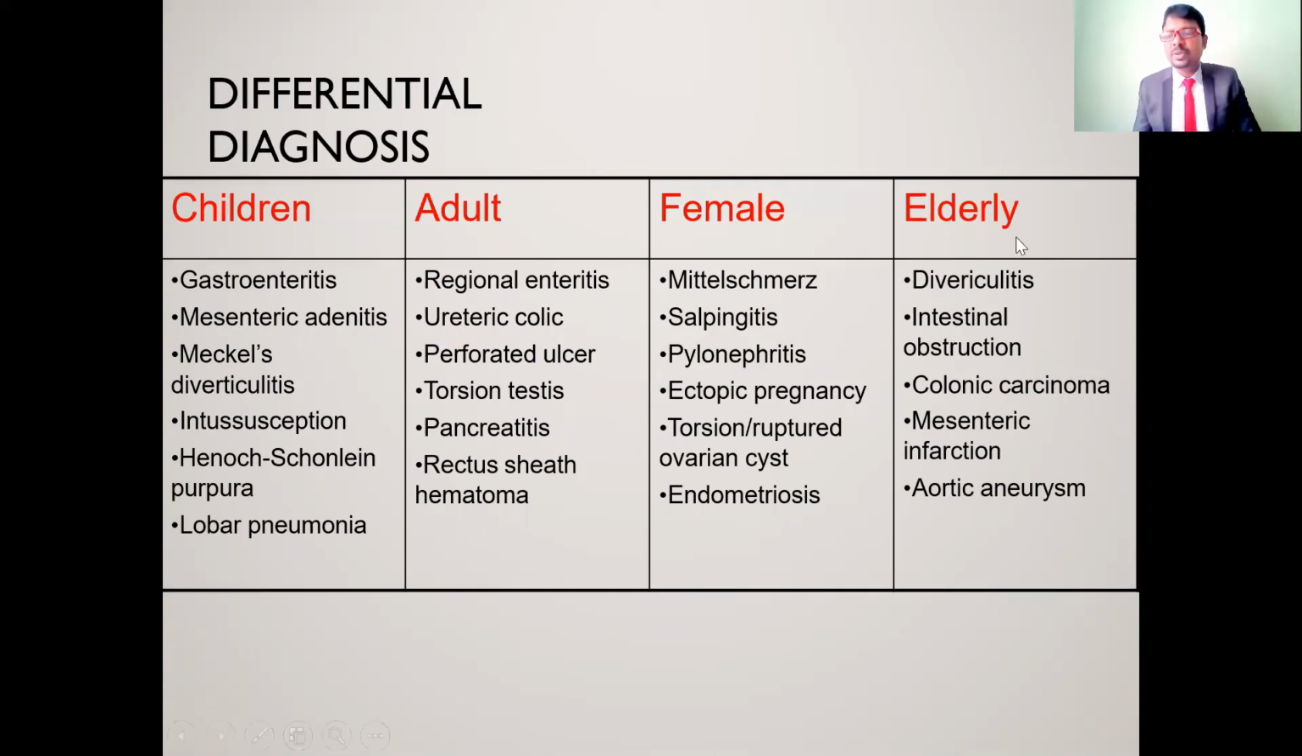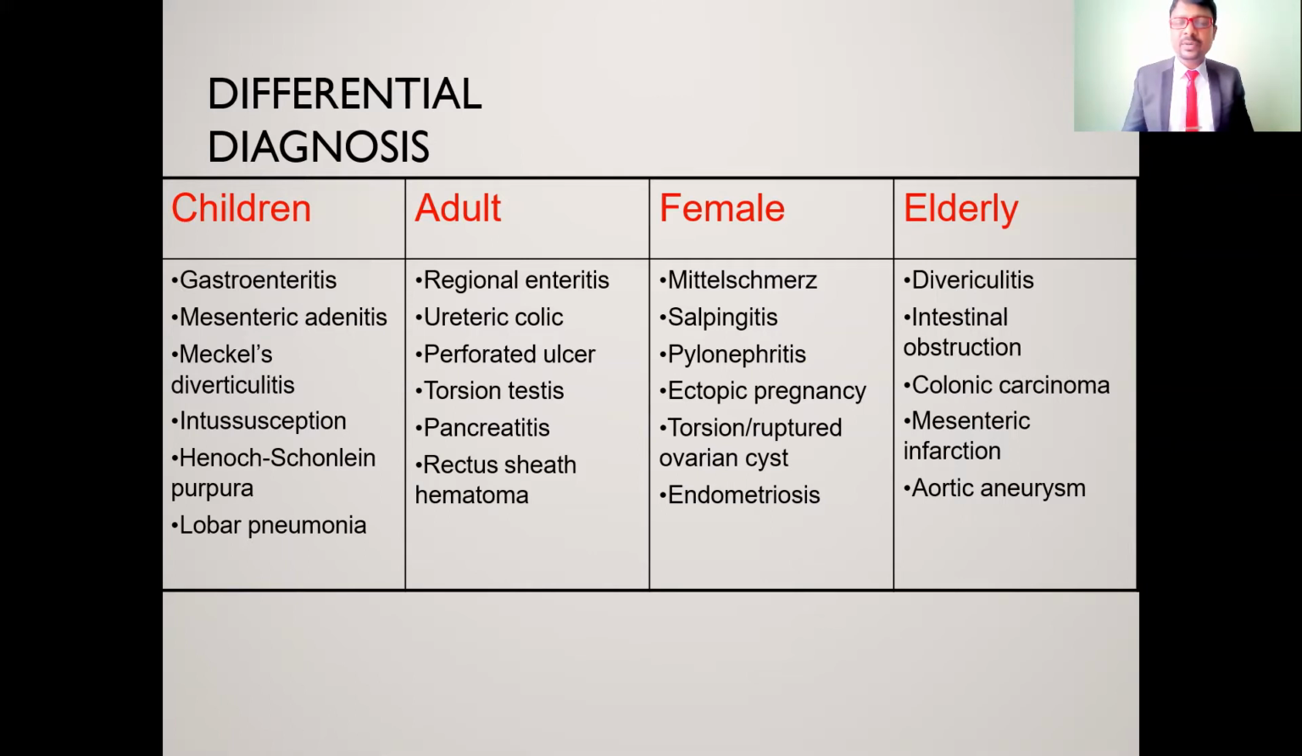Sometimes we have to think about other conditions that may mimic appendicitis. In children, these are gastroenteritis, mesenteric adenitis, Meckel's diverticulitis, and intussusception, that is the curling and folding of the intestines, and also Henoch-Schönlein purpura and lobar pneumonia. These are the medical conditions that also mimic appendicitis symptoms.